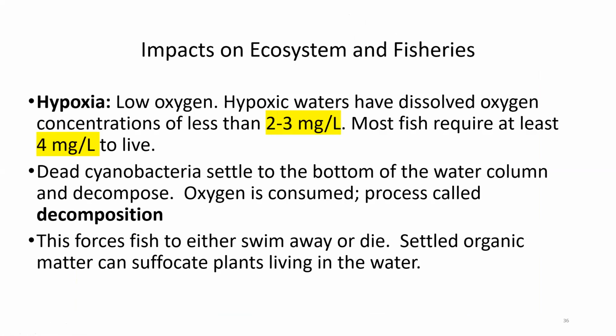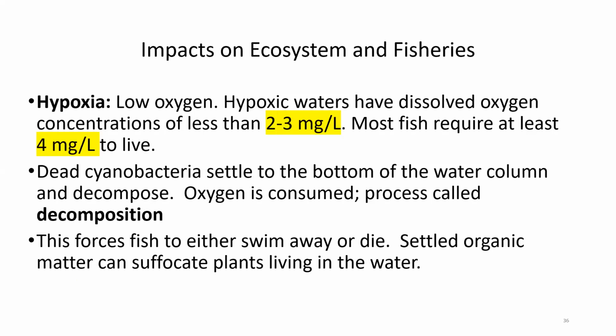So eutrophication itself, though, can have really large impacts on ecosystems and fisheries in particular. We mentioned earlier how hypoxia can impact an ecosystem. Hypoxia basically means low oxygen. So hypoxic waters have a dissolved oxygen concentration of less than 2 to 3 milligrams per liter. In this lab today, you'll be looking at some various concentrations and deciding whether or not a fish can survive in that. Most fish need at least 4 milligrams per liter to live. So if you have more than that, you're good. If you have less than that, your fish is probably dead.